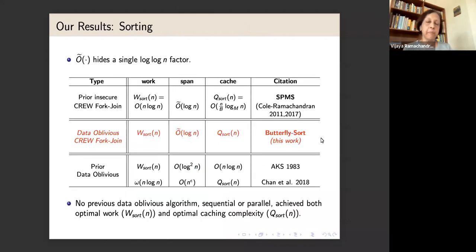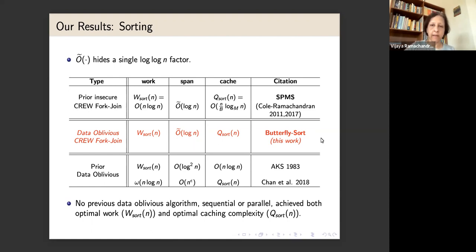Here our main asymptotic result is for sorting, and we present butterfly sort, which is a data oblivious sorting algorithm whose bounds match the current best algorithm, which is of course not data oblivious, it's insecure, on the CREW fork join model. That is the SPMS sorting algorithm, sample partition merge sort. We achieve optimal work and cache agnostic caching costs. And we are a log n factor off of optimal for span, at least the known lower bound for span, log n, matching SPMS.